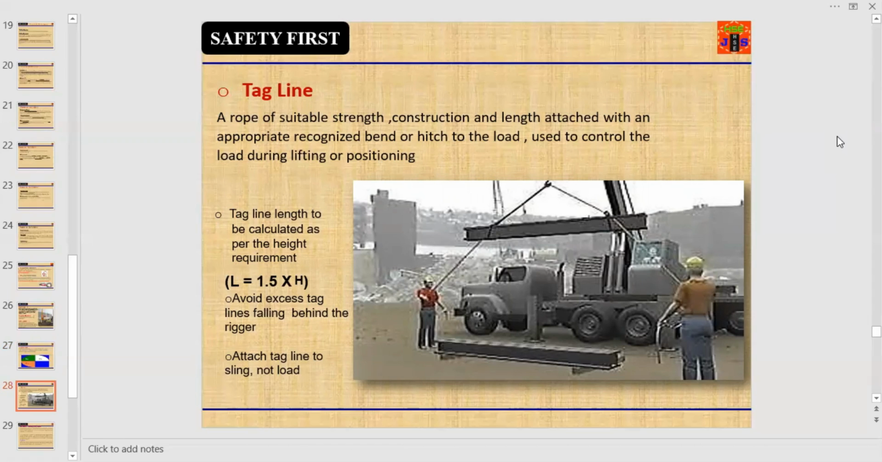Tag line length to be calculated as per the height requirement. The formula is: length is equal to 1.5 multiplied by the height of the lift. Avoid excess tag line falling behind the rigger. Remember, always attach a tag line to the sling, not to the load.